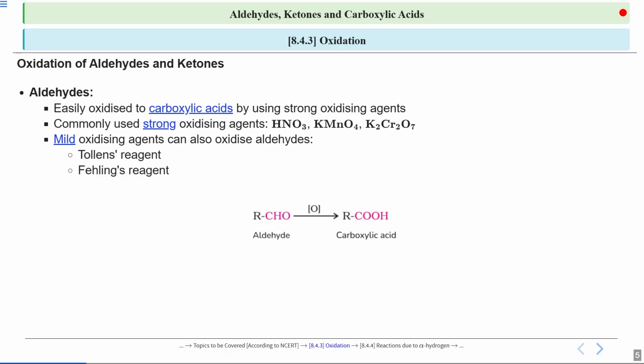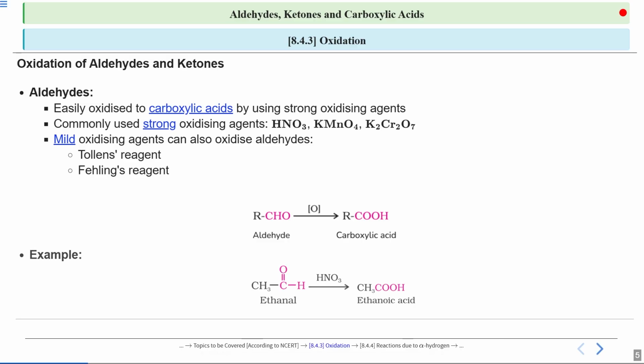So if you look at this reaction, you will see that this is an aldehyde, which is RCHO. So this aldehyde is oxidized to a carboxylic acid, which has COOH. Okay, so the given reaction represents an aldehyde which is oxidized to a carboxylic acid.